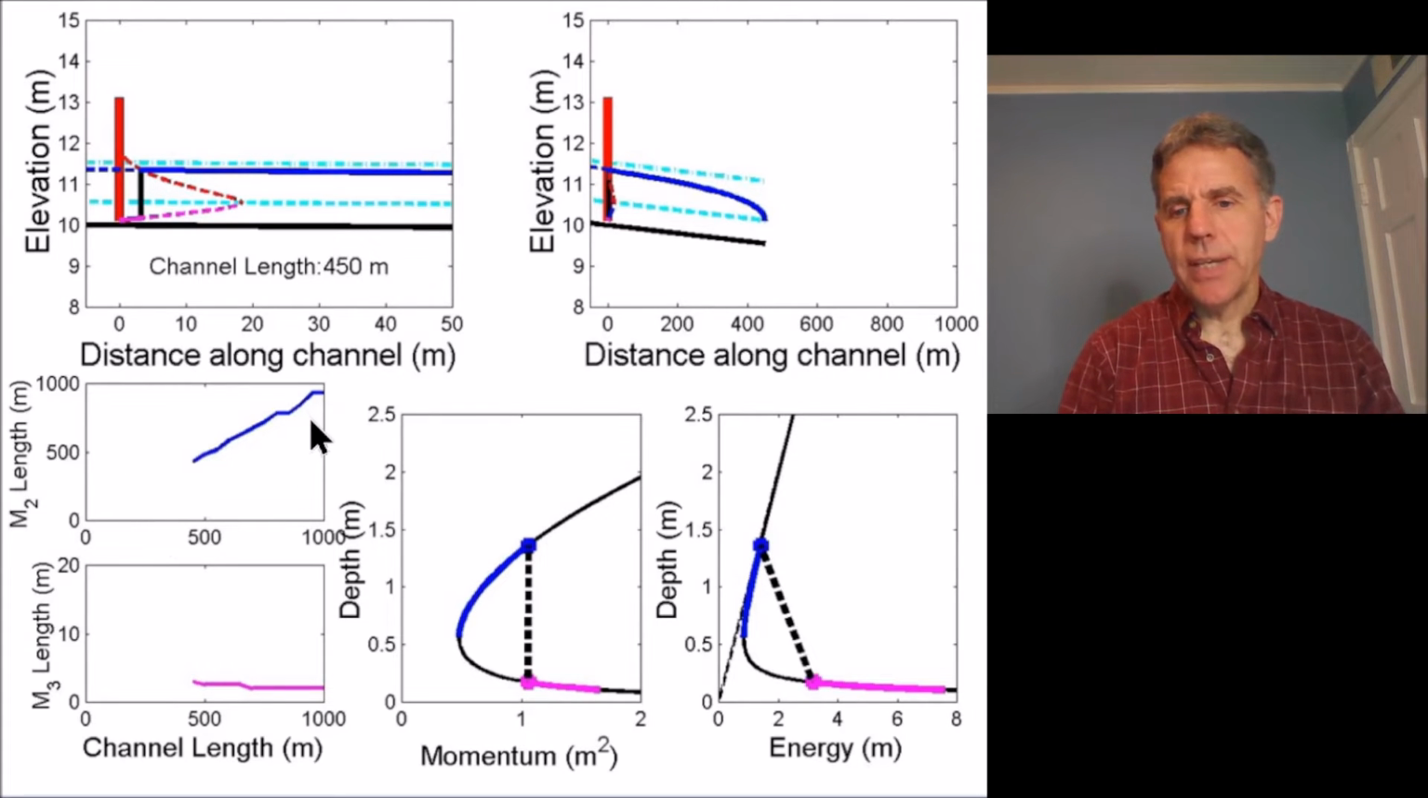And so you can see that the M2 curve is getting shorter as the channel length is getting shorter, and you can see that the M3 curve is actually getting longer as that jump moves downstream. It's not too dramatic yet. It will get more obvious as the evolution goes on.